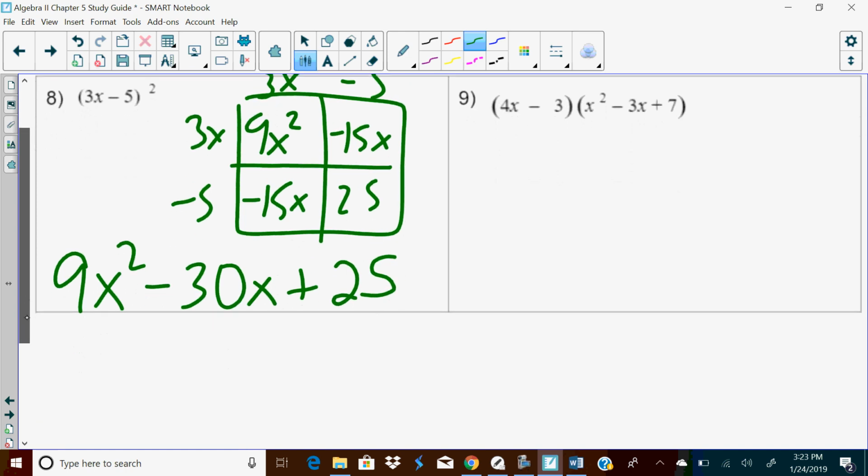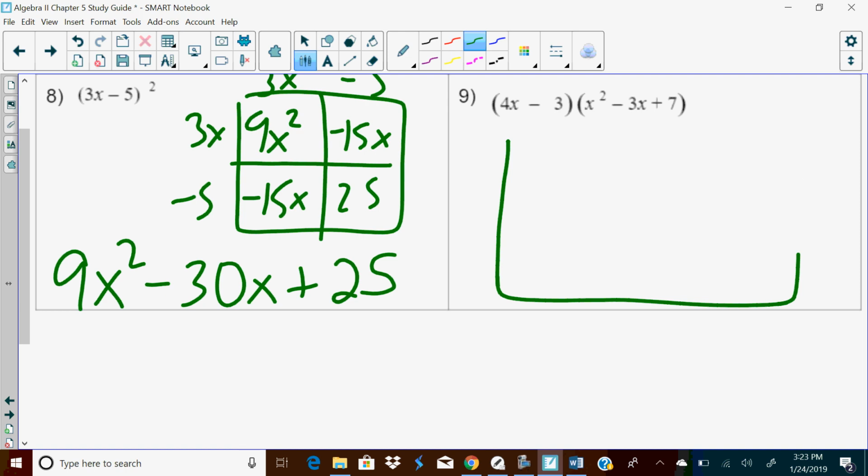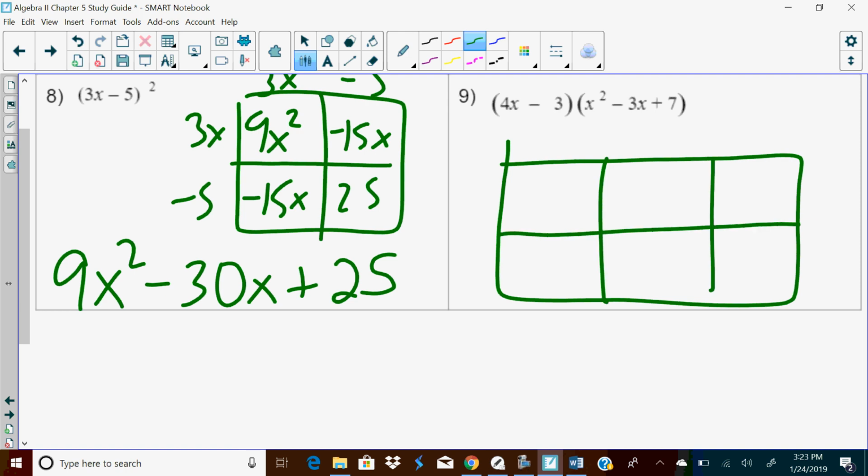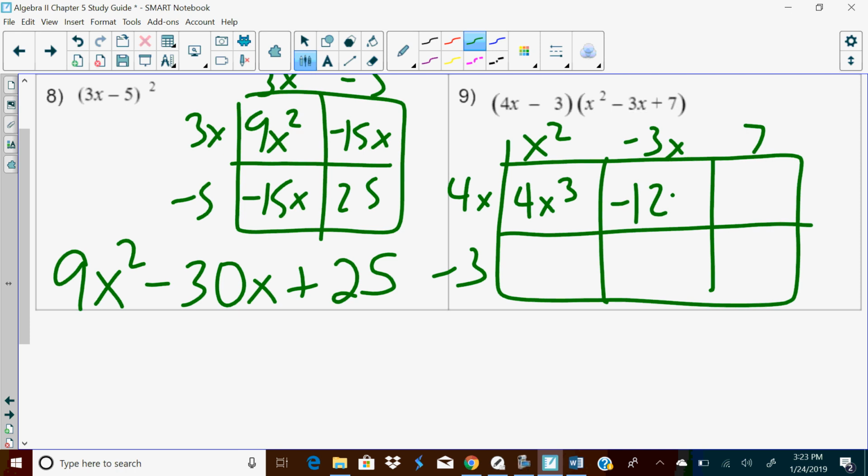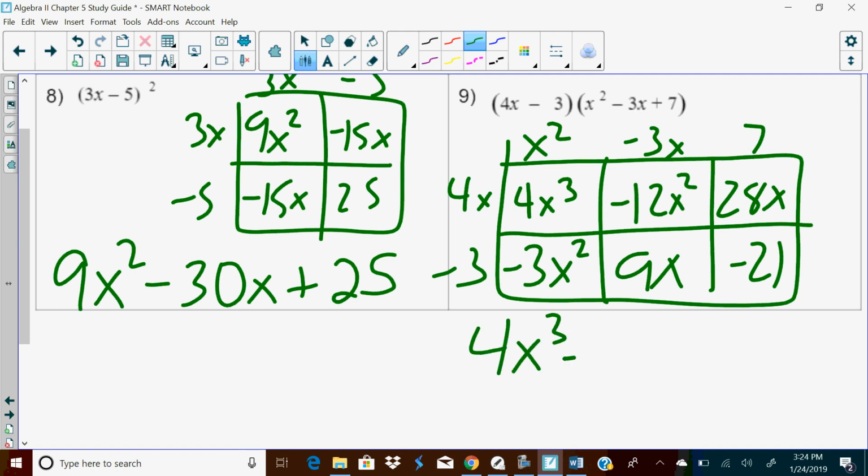For 9, I'm going to do the same thing, except that one of my boxes is going to be 3. So I get x squared, -3x, and 7. So when I multiply, I'm going to get 4x cubed, -12x squared, 28x, -3x squared, 9x, and -21. So I combine like terms and my final answer is going to be 4x cubed minus 15x squared plus 37x minus 21.